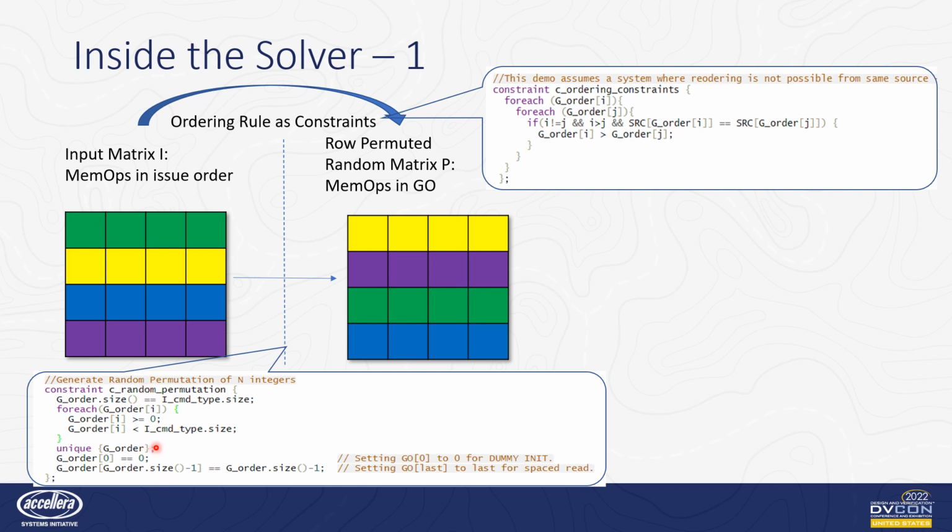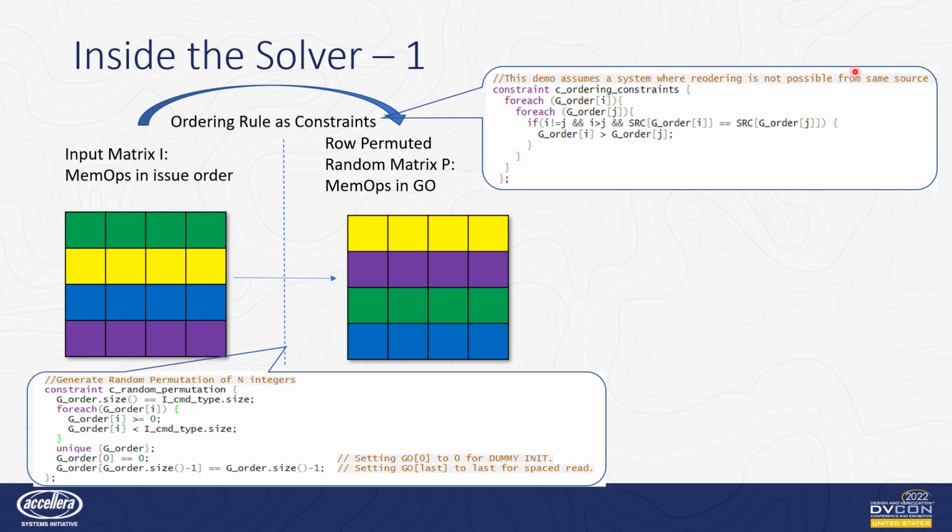And then it will use that unique permutation of n integers, gorder, to permute the rows of the input matrix I into a row-permuted random matrix P. We will assume that the memops in P, the rows, are in global order. Later on, we'll write constraints to make sure that the rows of P are in global order. But for now, we assume that they are in global order and write ordering rules as high-level SystemVerilog constraints.